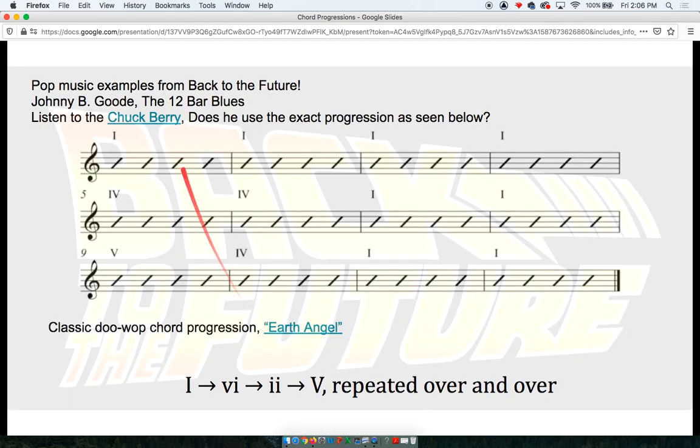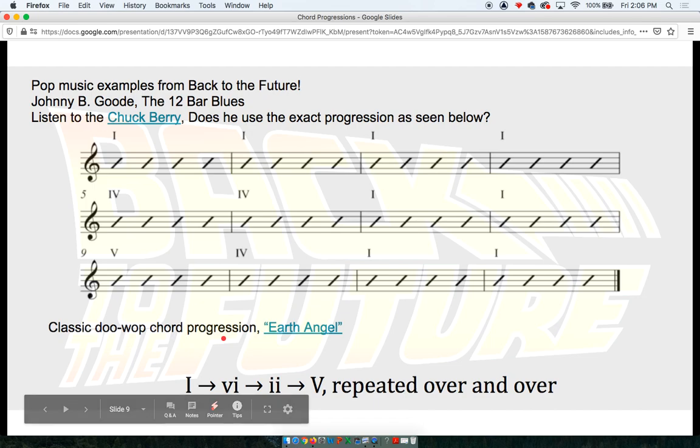Here's some other examples. If you want a 12-bar blues, which is a very common form in blues and rock music, especially early rock music, you can see how it's just 1, 4, and 5 chords. Here's an example, early rock legend Chuck Berry playing Johnny B. Goode. Or you have this doo-wop chord progression, which has that circle of fifths type progression over and over.